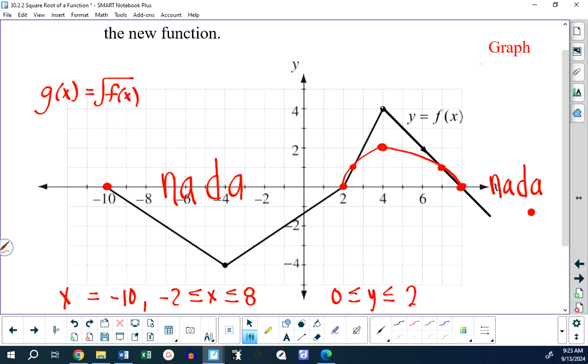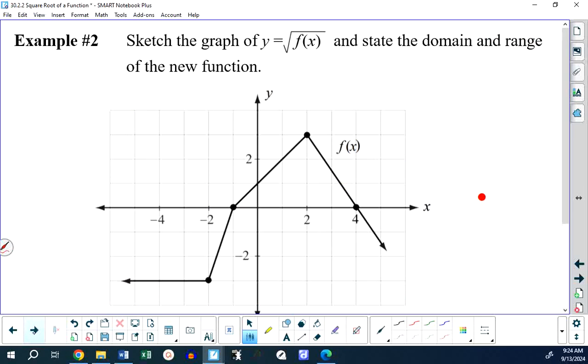Any questions with 1? Yep. Is it negative 2 or 2? Or the x? Thank you. It's 2 to 8. Good eye. Good? Okay. Try another one.